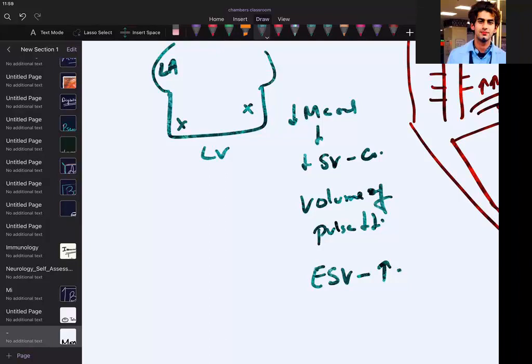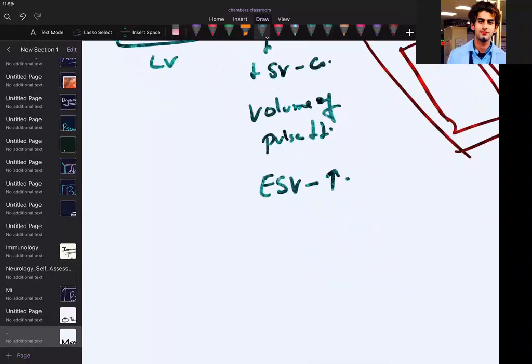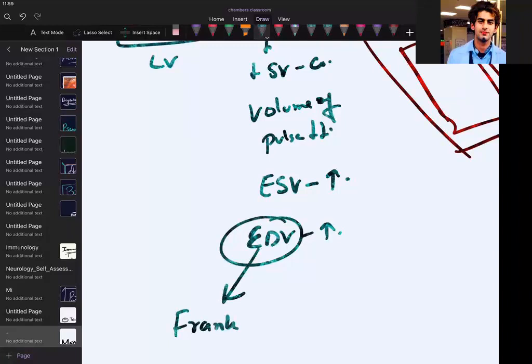End systolic volume will increase, and end diastolic volume will also increase because it keeps on accumulating. When your end diastolic volume increases, what will increase? The Frank-Starling mechanism, that is, the force of contraction will increase.